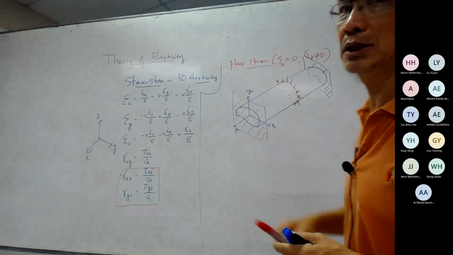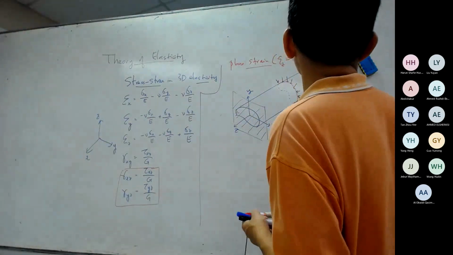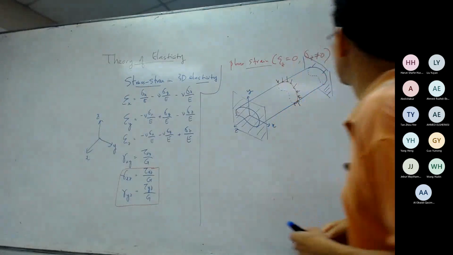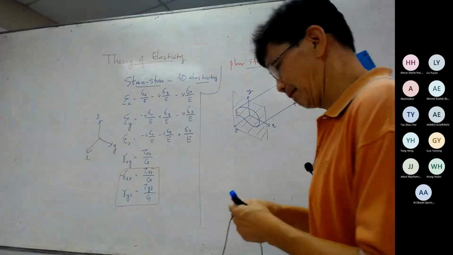This is different from plane stress. Plane stress is sigma z equal to 0, but epsilon z not equal to 0. So these are the characteristics of the plane strain problem.